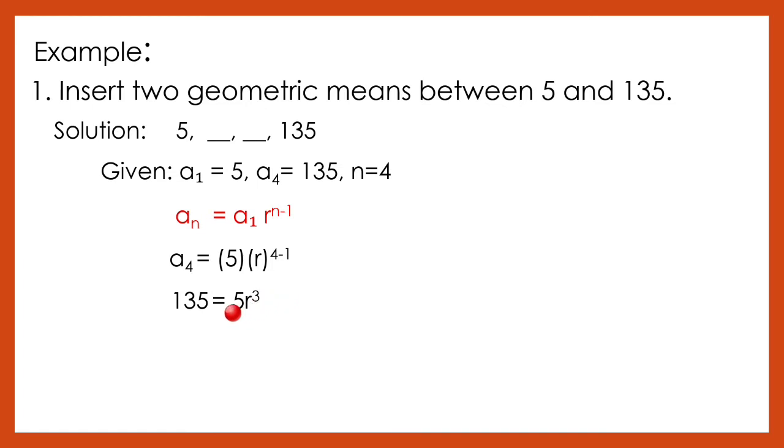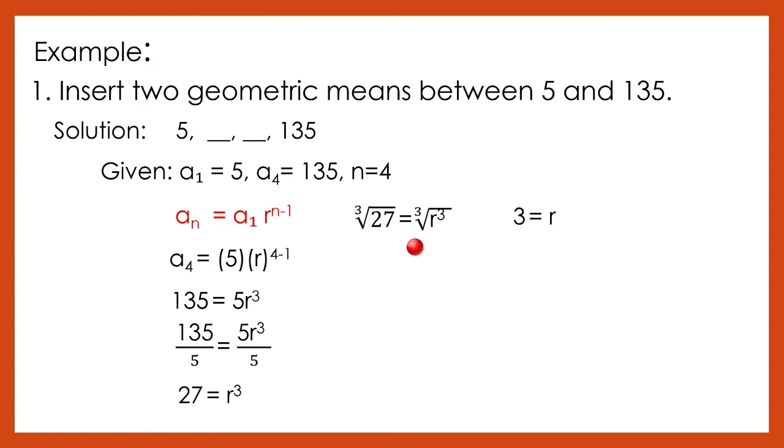And then, para mawala yung 5, i-divide natin both sides by 5. 135 divided by 5 equals 5 times r raised to 3 or r cubed all over 5. 135 divided by 5 is 27. 5r cubed over 5, makakancel yung 5. Ang maiiwan na lang is r cubed. And then, kukunin natin yung cube root ng both sides kasi yung exponent nito ay 3. Kaya ang magiging index natin is 3. Cube root of 27 equals cube root of r cube. Ang cube root ng 27 is 3. Cube root of r cube is r. Therefore, the ratio is 3.